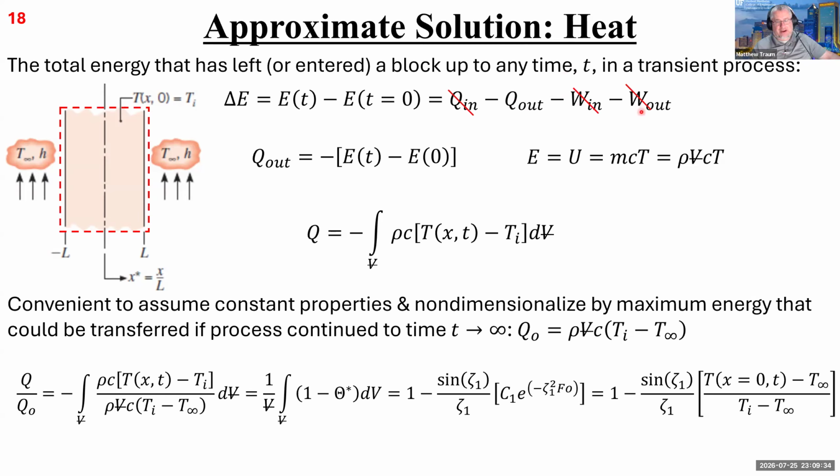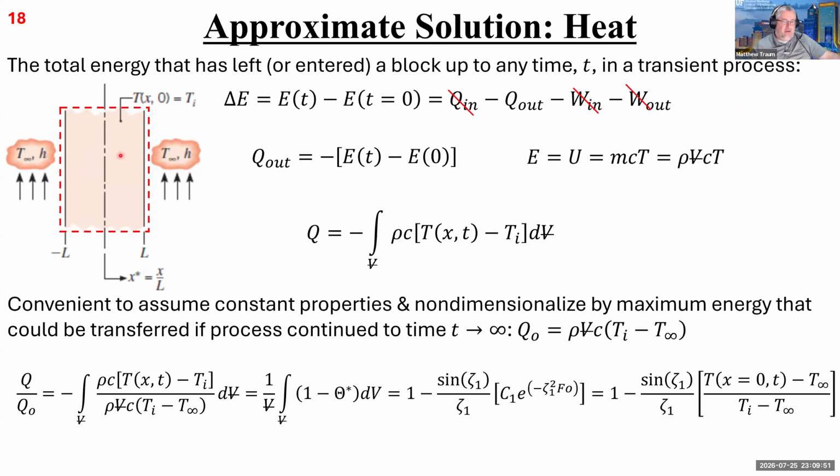Plus W in minus W out. That Q minus W thing, that's for cycles. This is not a cycle, right? So I really, really encourage you to write the whole thing out and then cross out the terms you don't need. You'll never make a mistake if you do it my way.